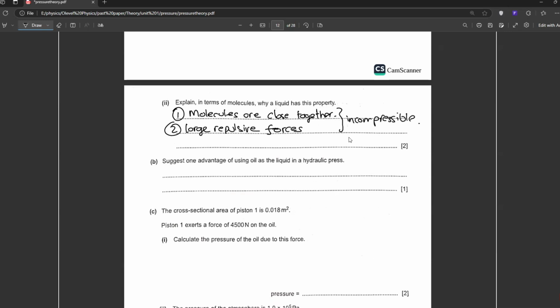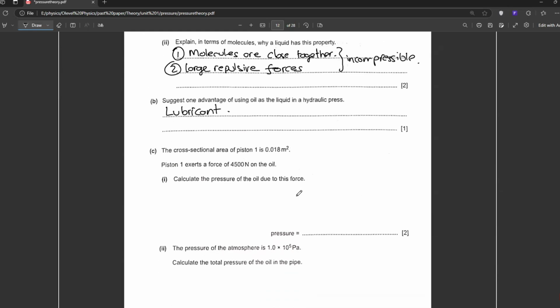Let's move on to part B. Suggest one advantage of using oil as liquid in a hydraulic press. It acts as a lubricant. Let's move on to part C. The cross-sectional area of the piston is given. Piston 1 exerts a force of this on the oil. Calculate the pressure on the oil due to this force.